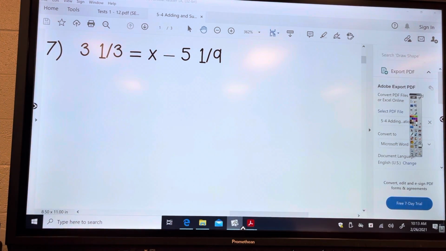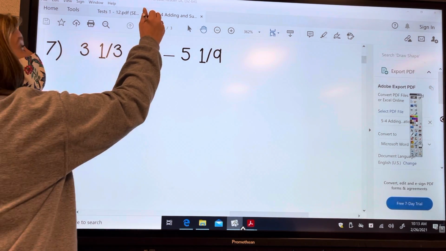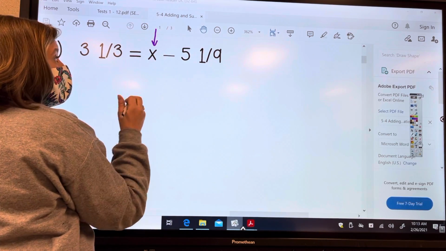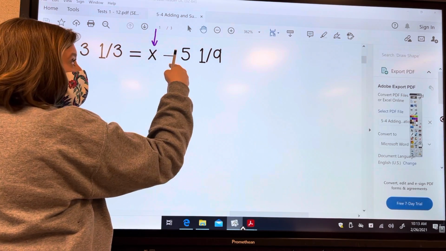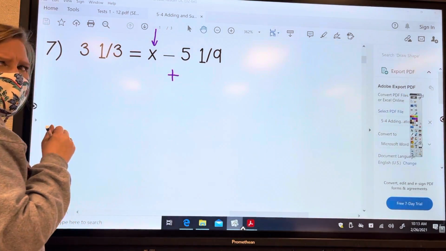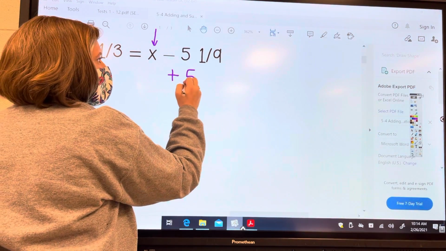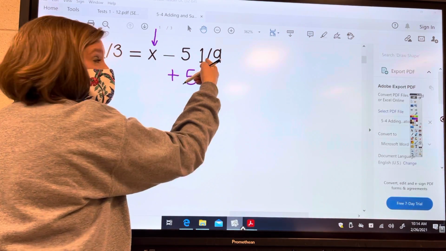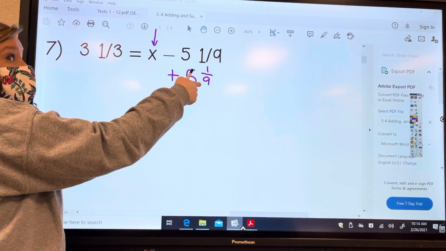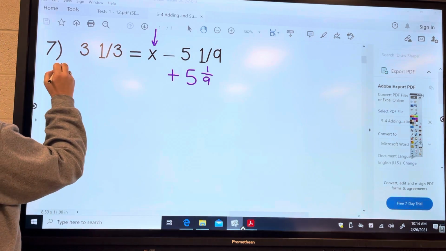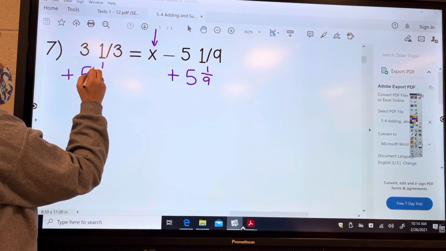What is the opposite or the inverse of subtraction? Addition. So I want to get this x by itself. So I'm going to have to add right here. I want to do the opposite. So what am I going to add? Whatever's there, 5 1/9. If I do it for one side, I've got to what? Do it to the other.